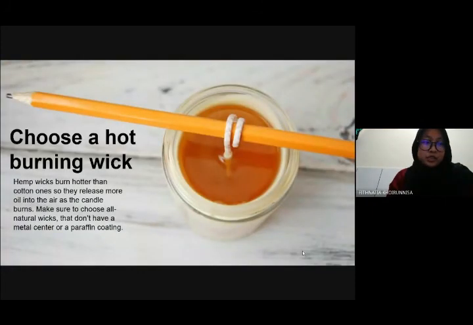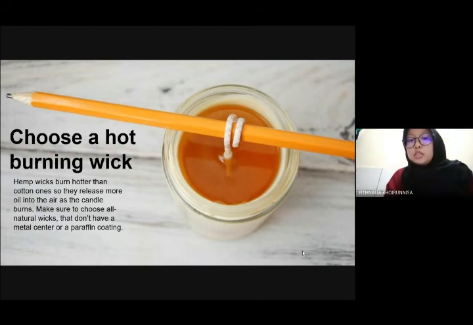The second is to choose a hot burning wick. Soy wax is great at holding onto scent and releasing it over time, but it doesn't get very hot, meaning it doesn't release a ton of scent as the candle burns. For that, you will need hot burning wicks. Hemp wicks burn hotter than cotton ones, so they release more oil into the air as the candle burns. Make sure to choose all natural wicks that don't have a metal center or paraffin coating.